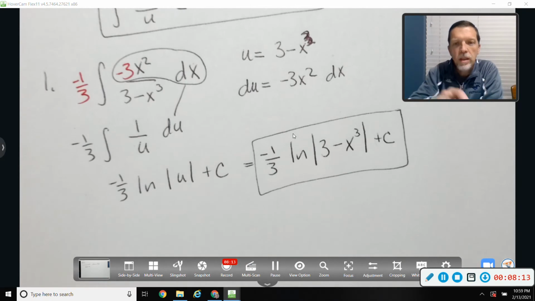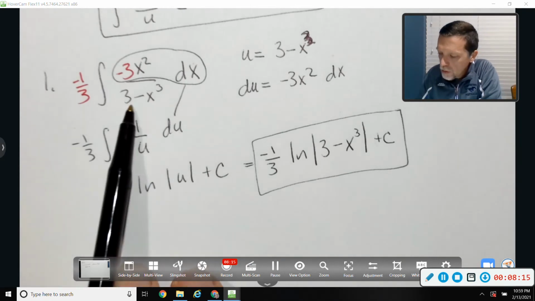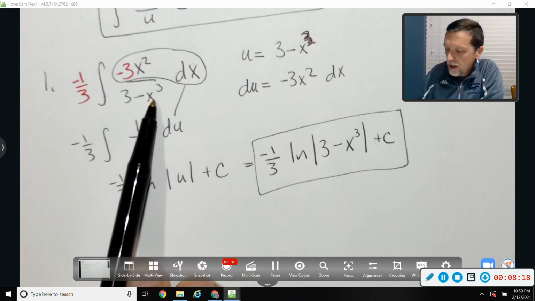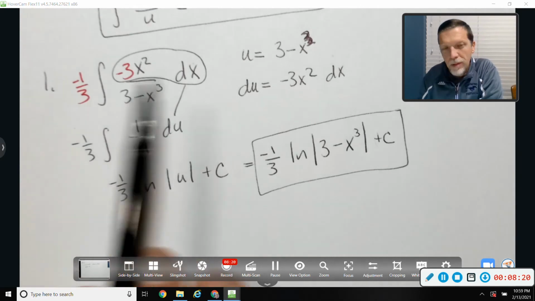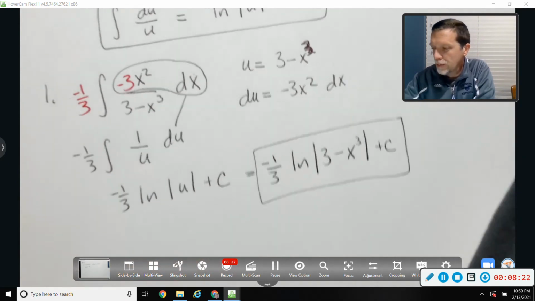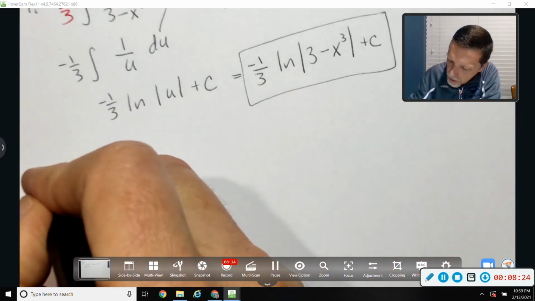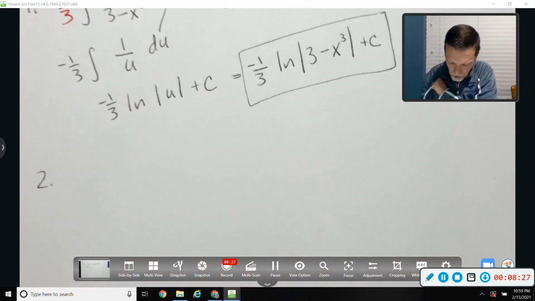So 1 over u du, where u is the bottom. We're used to making u the bottom, but sometimes it's a square root, sometimes it was whatever. It's still many of the same rules for u and du, but now natural log is going to show up.